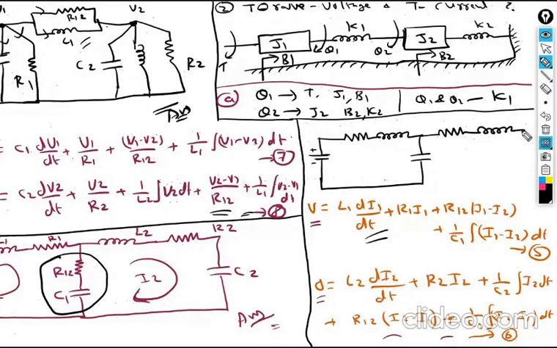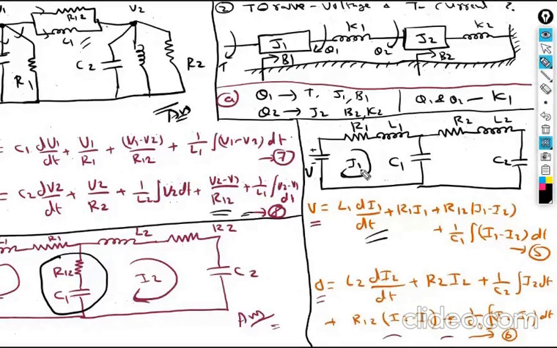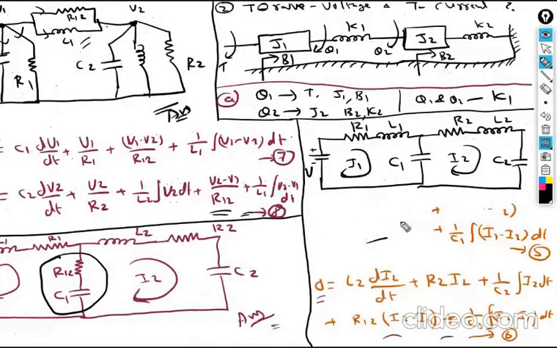For loop 2, there are three elements. So this is V, R2, L2, C1. Sorry, loop 1 has R1, L1, R2, L2, C2, I1, I2. And similarly, if you write the expression and try to find the current diagram, then you will be able to get it like this.